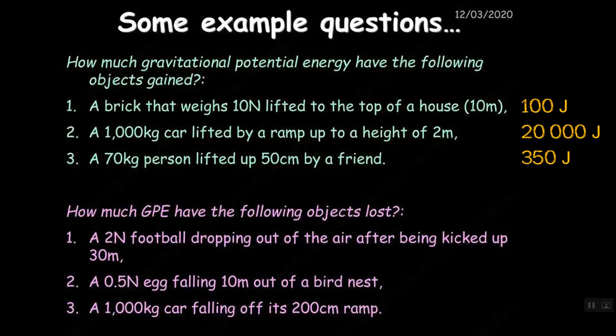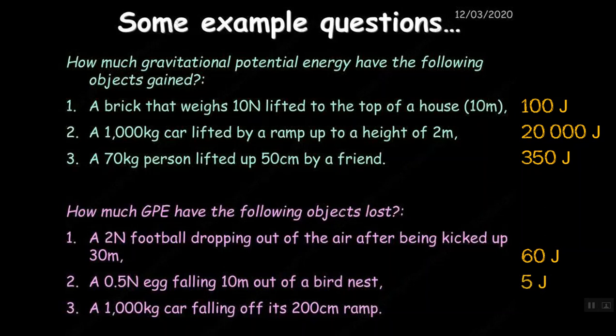Okay, so how much gravitational potential energy is lost in the following situations? A football of 2 newtons is dropping out of the air after being kicked up 30 meters. So we just want to know how much energy is lost from the highest point to the ground. So the weight is already given, mass times gravity, and then we times it with the 30, which gives us 60 joules. A 0.5 newton egg falling 10 meters out of a bird's nest. Once again, they give us the weight. So the weight times the height, or mgh, gives us 5 joules.